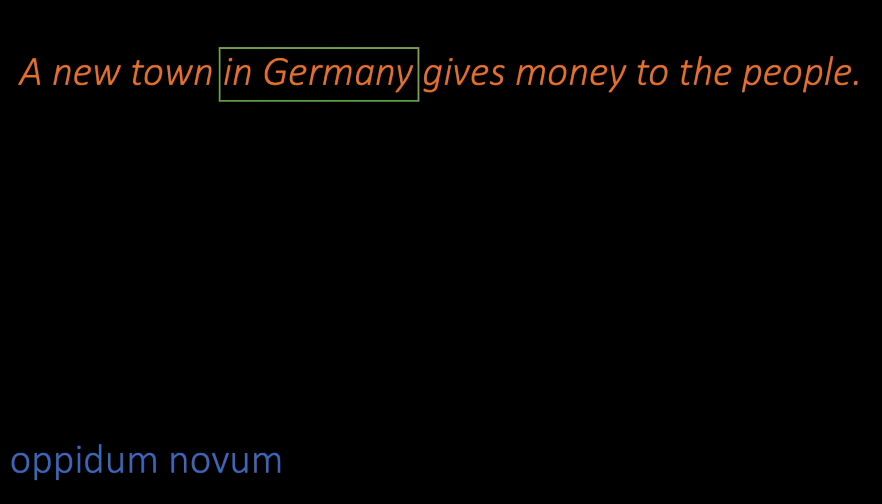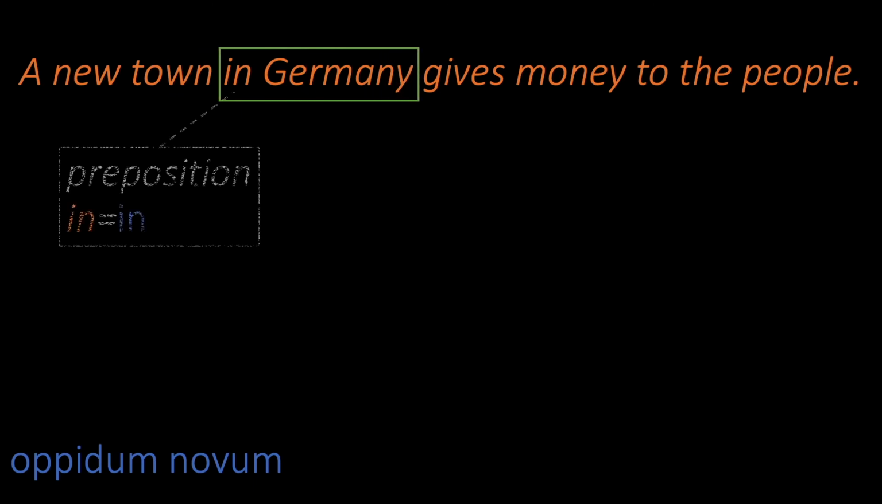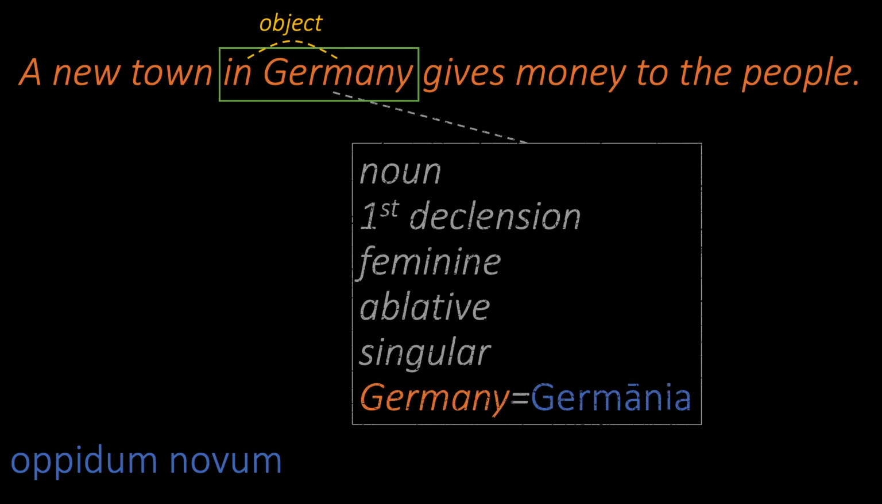Now for in Germany. This is a prepositional phrase. In is a preposition. It is the same in Latin as in English. Germany is the object of the preposition. The Latin for Germany is Germania. Since it is the object of in, and in is being used to express location, we need the ablative singular. So we have in Germania.